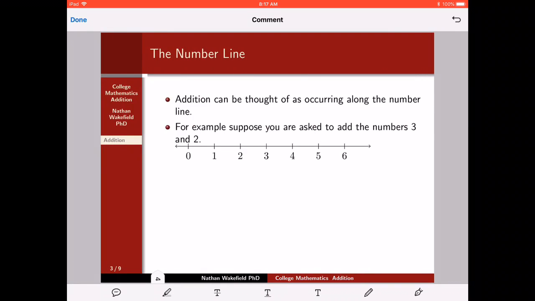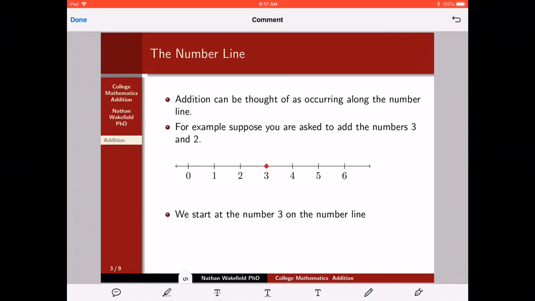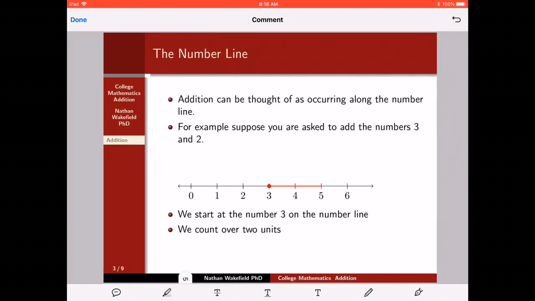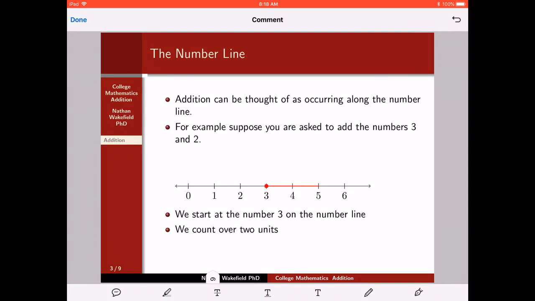If we consider, for example, the numbers 3 and 2, and we wanted to add 3 to 2, we can look at this as occurring on the number line. So what is the step that needs to take place? Well, the first thing we do is we put a mark at the number 3, and then we actually count over 2 units. So you can see here in the red that I've counted over 2 units. So we've got 1 unit and 2 units. This allows us to say that 3 plus 2 is 5.